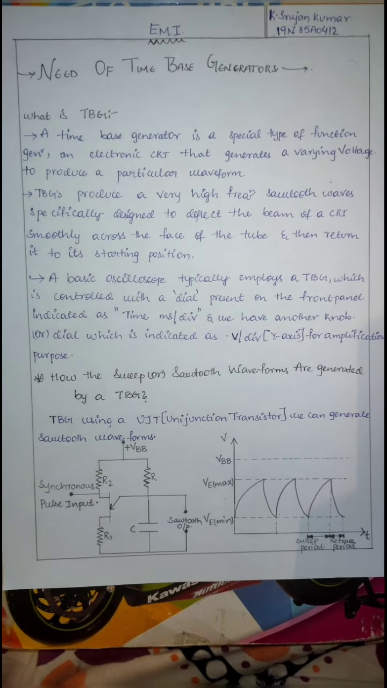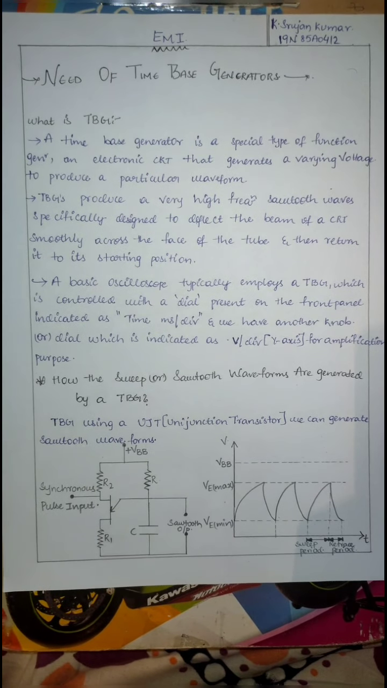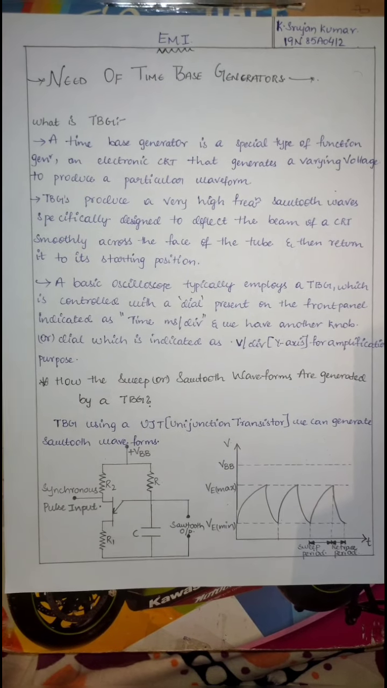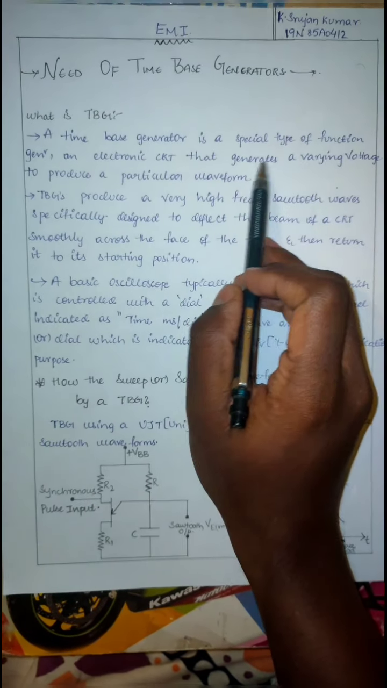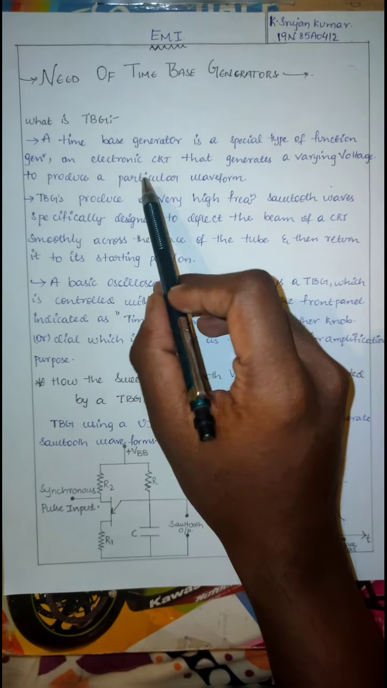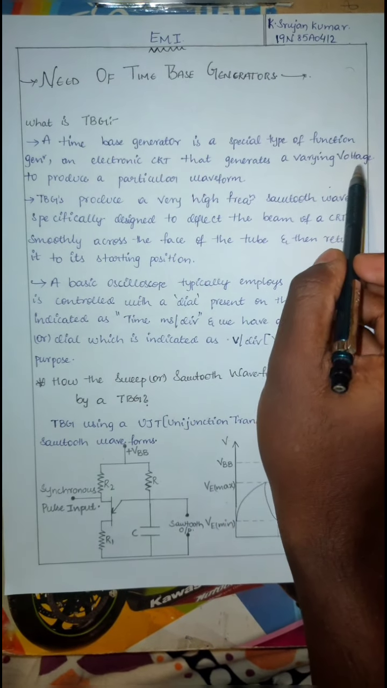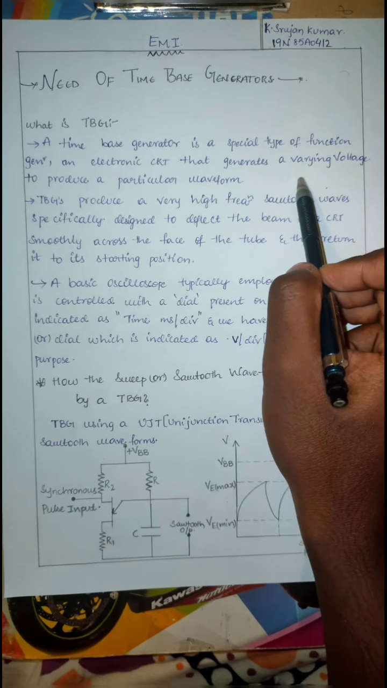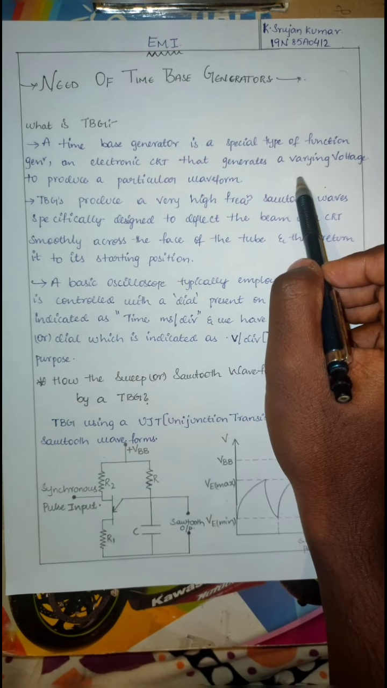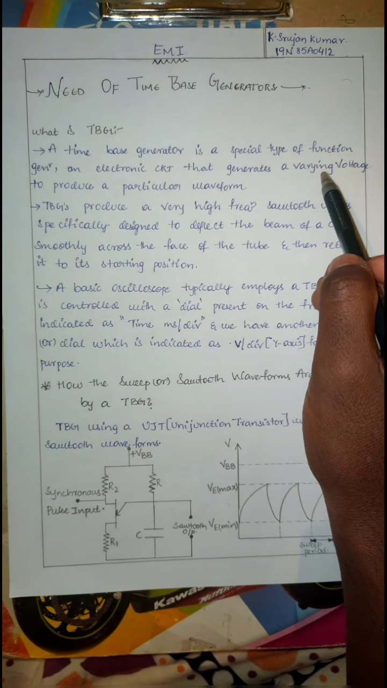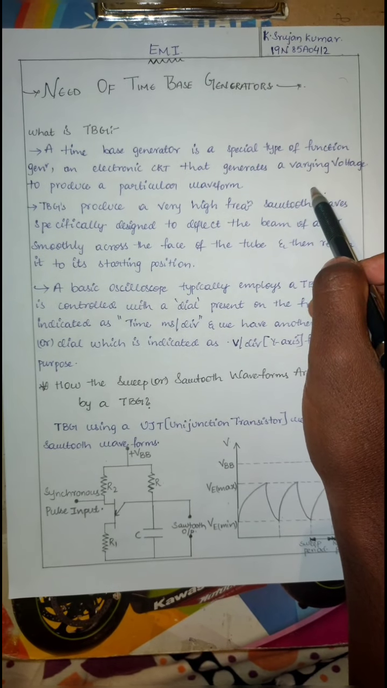First of all, what is a TBG, which is the short form of the time-based generator? Usually we call it a TBG. A time-based generator is a special type of function generator, which is an electronic circuit that generates a varying voltage to produce a particular waveform. If it does not generate a varying voltage, if the voltage is constant, we cannot see the waveform correctly.